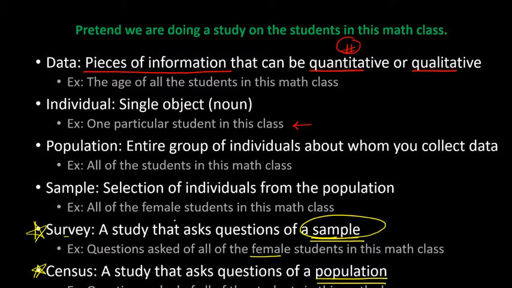So in most cases, we'll be talking about a survey, but if the study is just on students in this math class, that's a pretty small population, and it would be much easier to conduct a census. So again, survey corresponds to a sample, a census corresponds to a population.